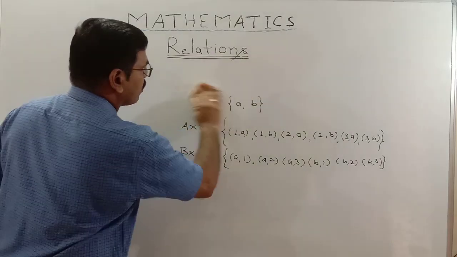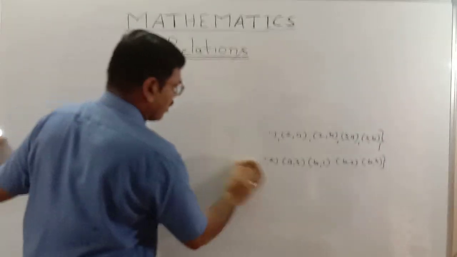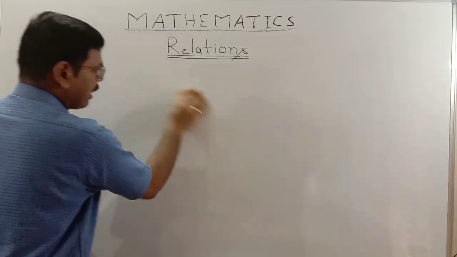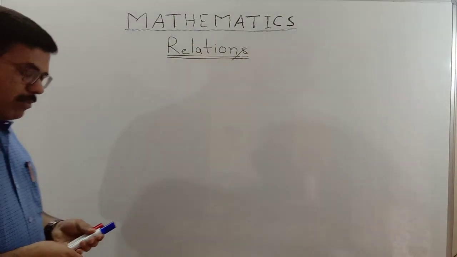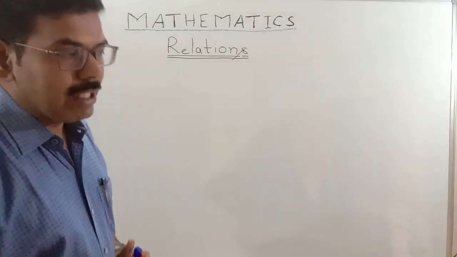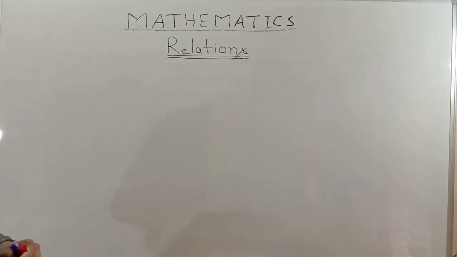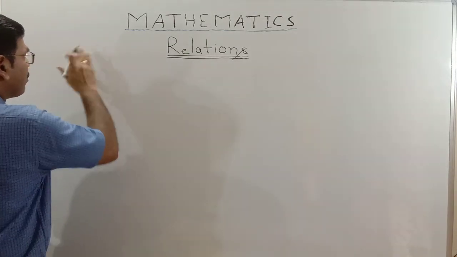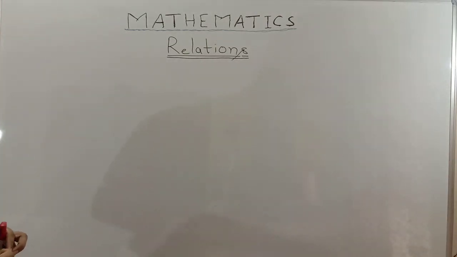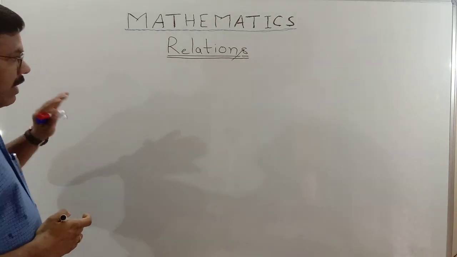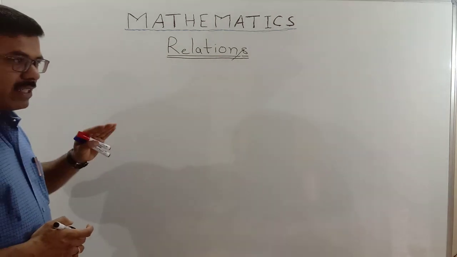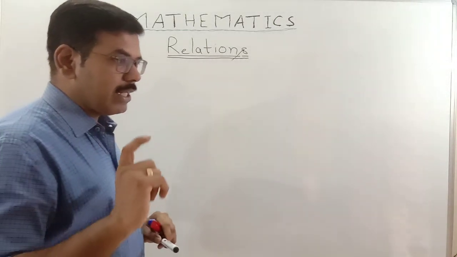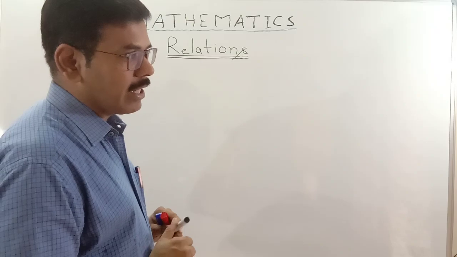Now anywhere you need to write down something, you may stop the video and write down the things. Okay. Now I am just giving an example of a relation. Relation means what? When we are having two sets, it may be any two sets, and the elements of the first set are related to the elements of the second set by a certain rule, this rule is called the relation.